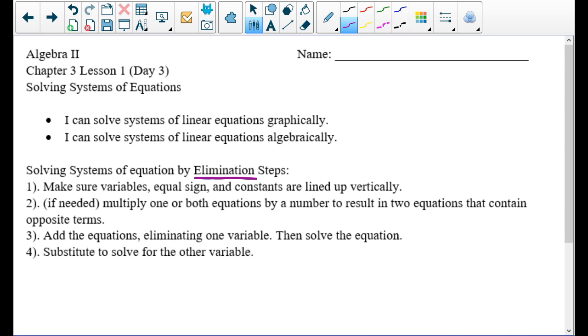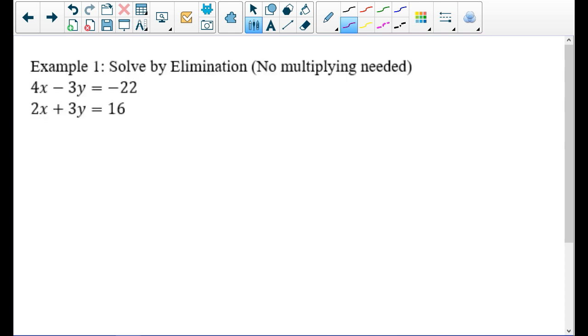So you can see the steps here. You can read through them if you want. We're just going to follow those steps to solve these algebraically. So we have a system, and this is really what we're looking for. This is what we want to get when we're solving by elimination. We need to get same numbers with a variable. So you can see right here, 3y and 3y, one positive, one negative.